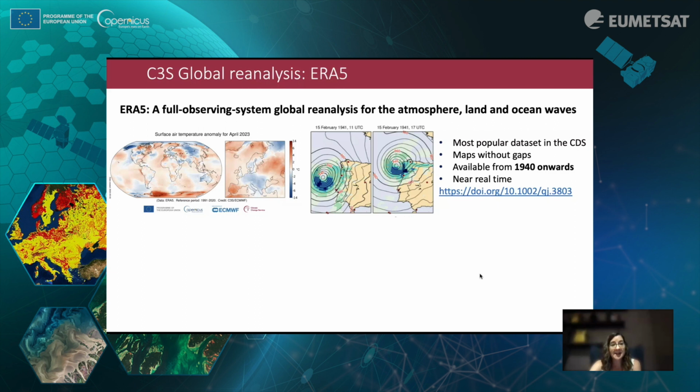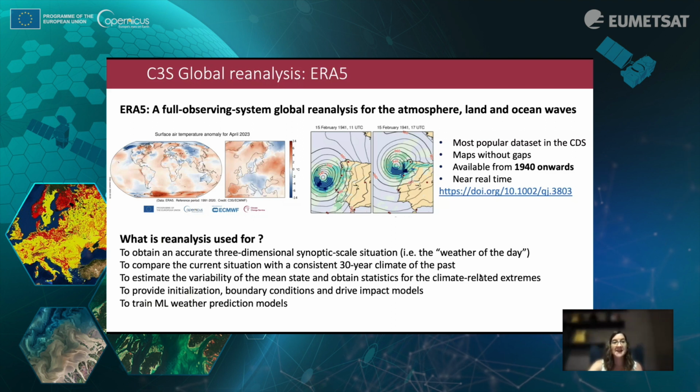I think one of the other things that I'd like to talk about is ERA5, our global reanalysis product. It's our maps without gaps. It's a 30-kilometer gridded product that's back to 1940. It's available near real time, which is why a lot of people like Scott, who are very active on social media, use it to show extreme events.